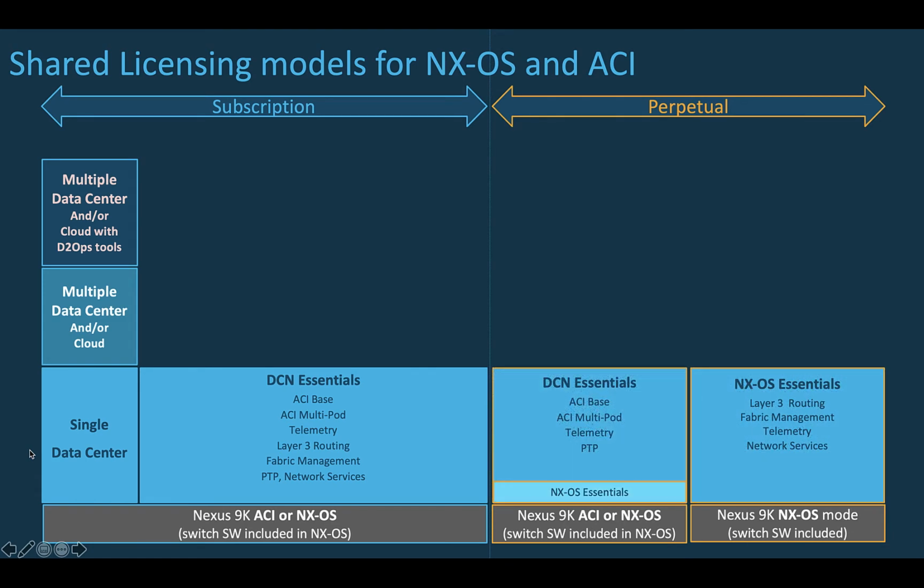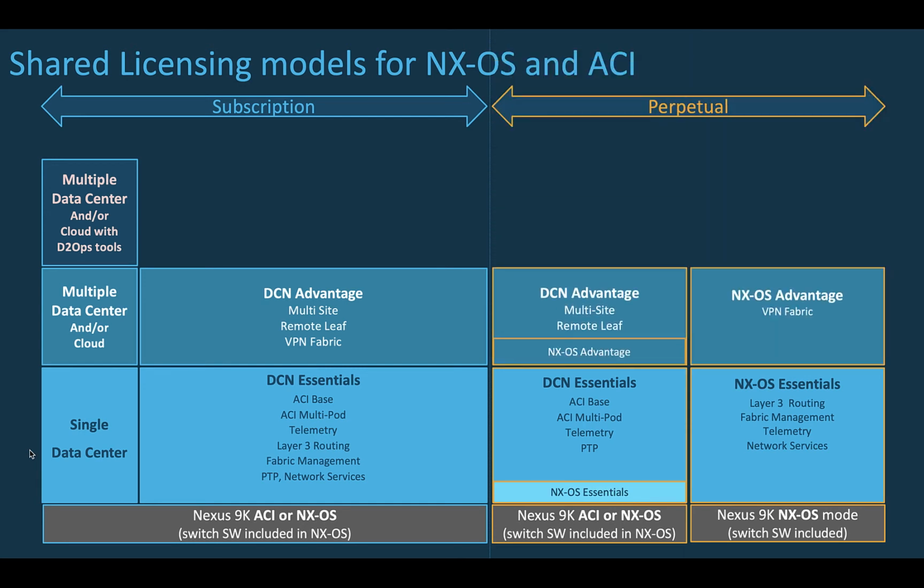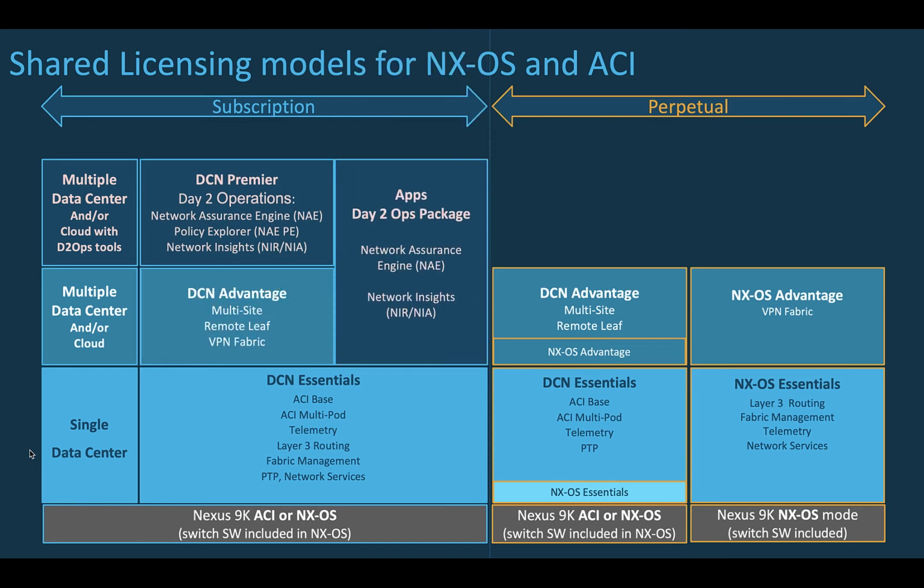Then we have the perpetual license model with DCNM Essential for ACI, which includes the NX-OS Essential, right? And we have the subscription model for the multi-site with or without the cloud, which requires the DCNM Advantage for ACI multi-site and remote leaf and VPN. For the perpetual model, DCNM Advantage for ACI multi-site and remote leaf covers the NX-OS Essential too, and we have the NX-OS Advantage for NX-OS and VXLAN fabric.